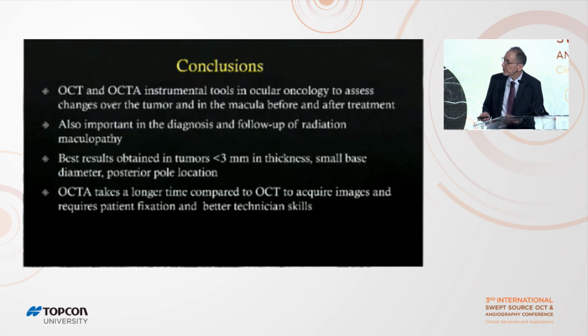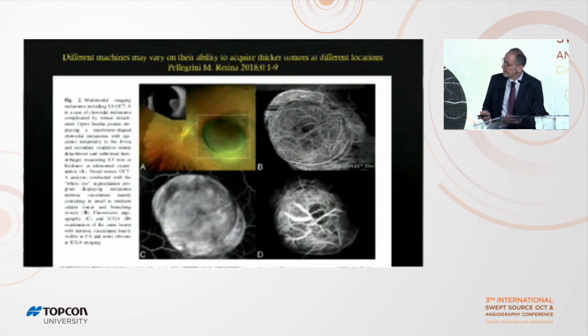Best results are obtained in tumors less than 3 mm in thickness and small base diameter and posterior pole location. And I would say best results are obtained in tumors less than 2 mm in thickness, because in this up to 3 mm, you can still have some out-of-range artifacts and segmentation problems. OCTA definitely takes a longer time compared to standard OCT to acquire images, and it requires patient fixation. This is important, and better technician skills. And one final word, different machines may vary on their ability to acquire thicker tumors at different locations.